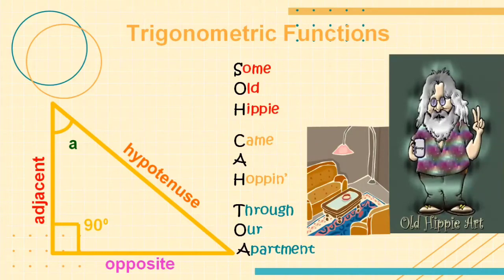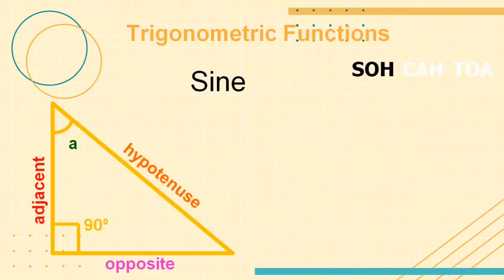Now you can chant these words. So SOH-CAH-TOA, some old hippie came a happen through our apartment. Now repeat after me. SOH-CAH-TOA, some old hippie came a happen through our apartment. Now it's your turn to chant these words. Good job. Now let's familiarize SOH-CAH-TOA.